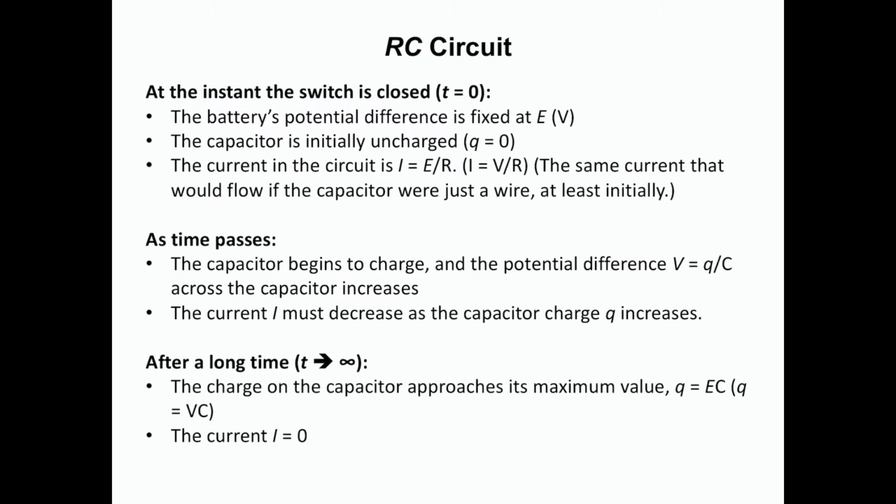At the instant when the switch is closed, the battery potential is fixed. The capacitor is initially uncharged, so you don't have any voltage across it. So you get the initial current, which is V over R. As time passes, more and more charge builds up. This charge will stop further charge coming, so the current reduces. Eventually, you get the same voltage, so all the current stops.